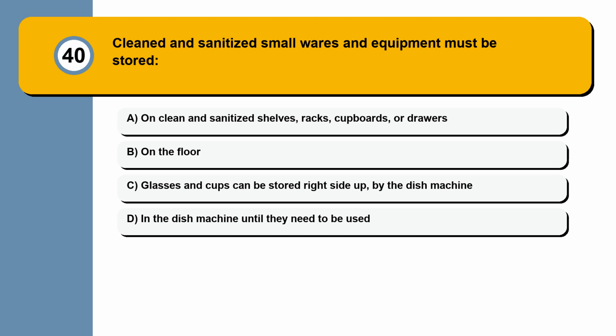Question 40. Cleaned and sanitized small wares and equipment must be stored on clean and sanitized shelves, racks, cupboards, or drawers. On the floor. Glasses and cups can be stored right side up, by the dish machine, in the dish machine until they need to be used.